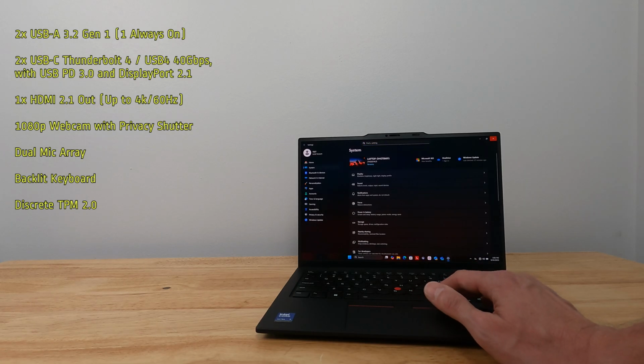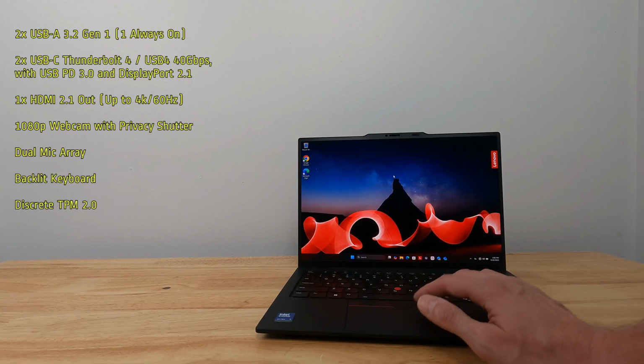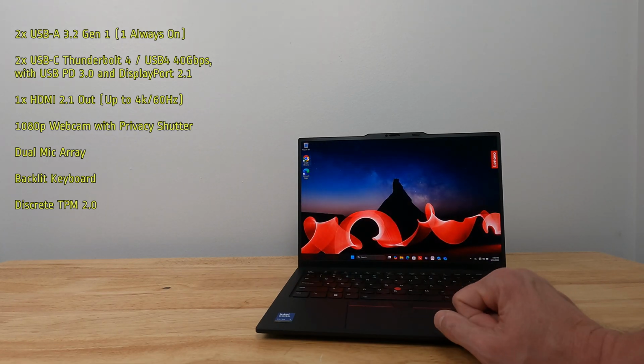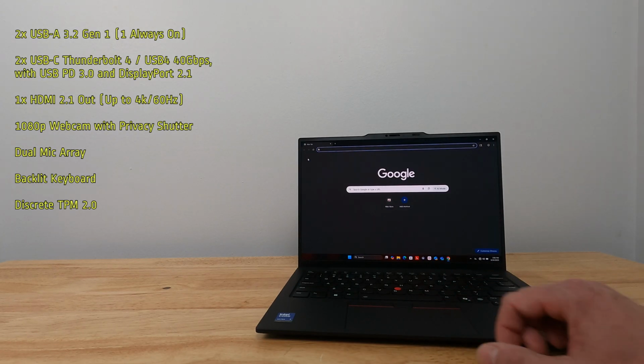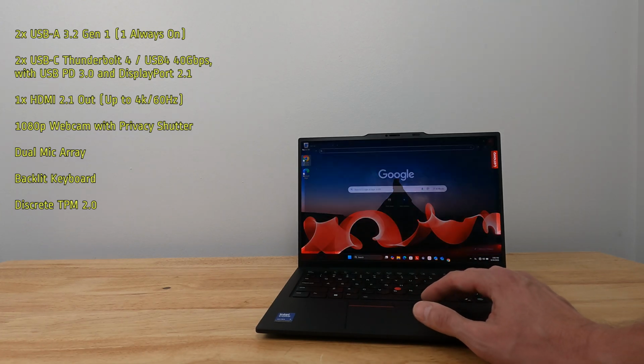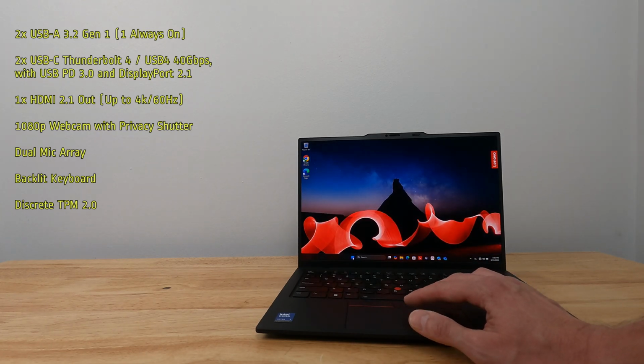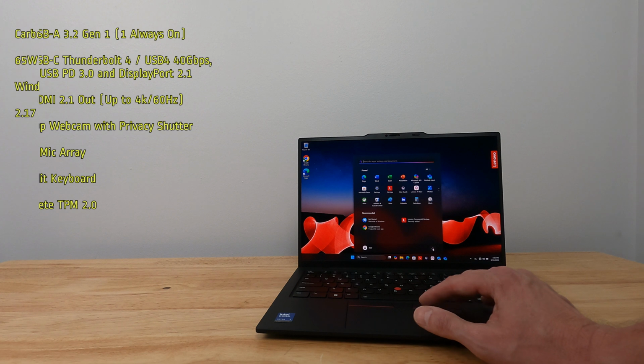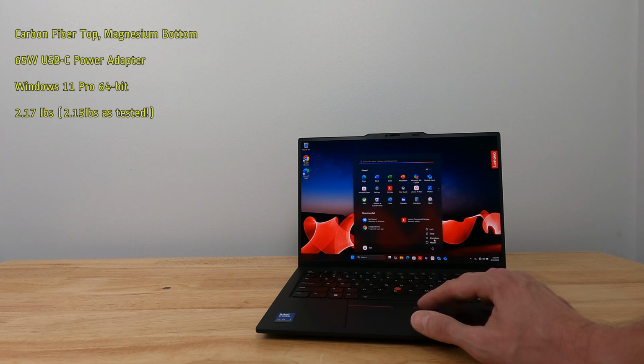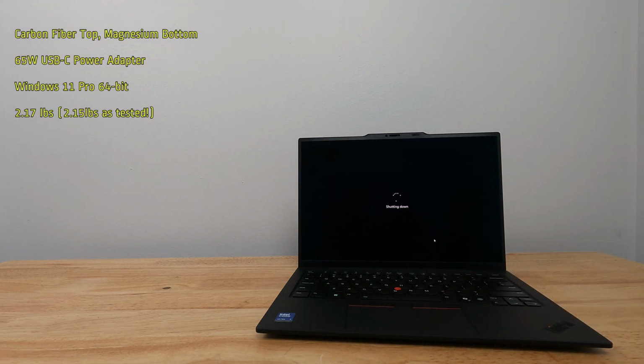with Power Delivery 3.0 and DisplayPort 2.1, HDMI output, 1080p webcam with privacy shutter, dual microphones, backlit keyboard, Discrete TPM 2.0, carbon fiber top with magnesium bottom, 65-watt USB-C power adapter, Windows 11 Pro 64-bit and weighs 2.17 pounds.